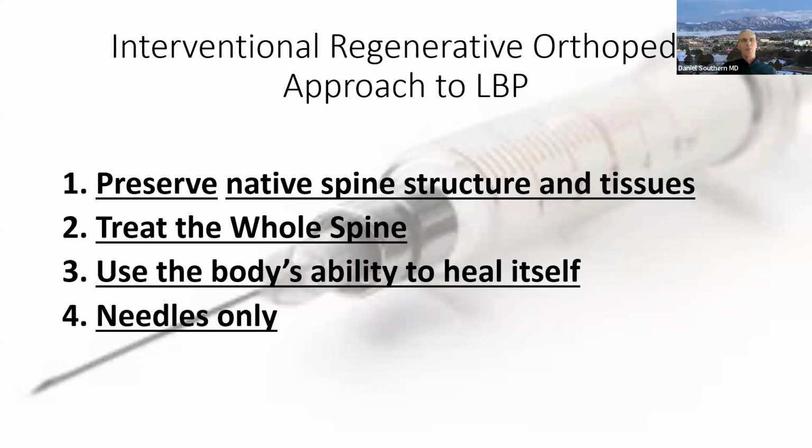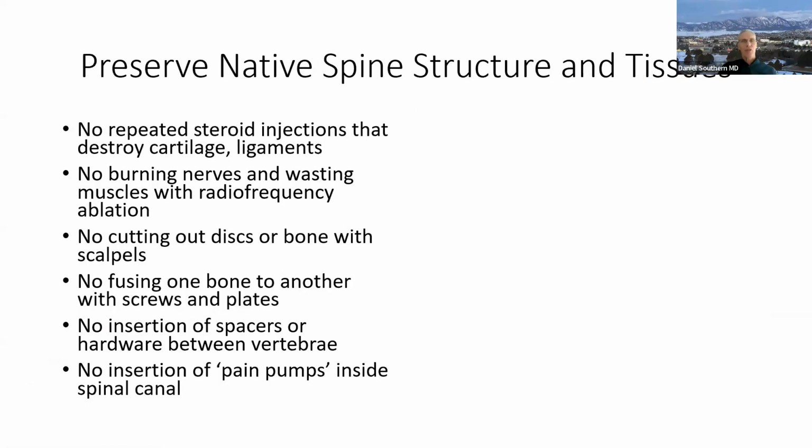We're using only needles. We're not using scalpels. This is not surgery. So, number one, we preserve native spine structure and tissues. That means that we're not doing repeated steroid injections, which destroy and kill important cells, which keep your cartilage and your ligaments and your tendons and your muscles and your bone healthy.